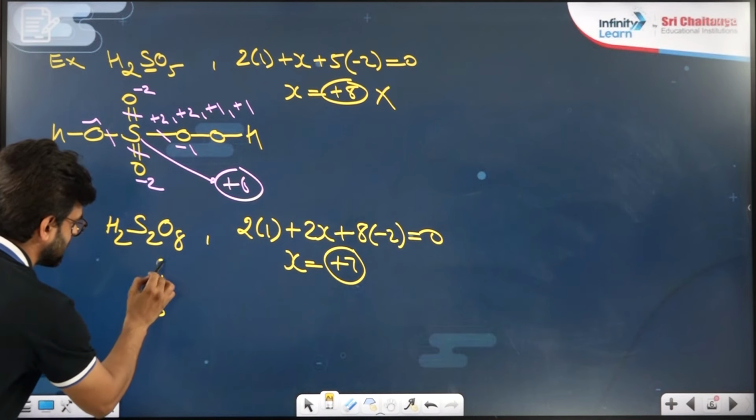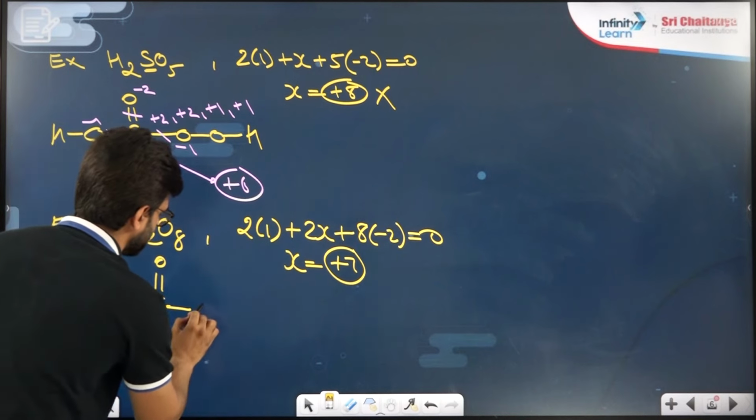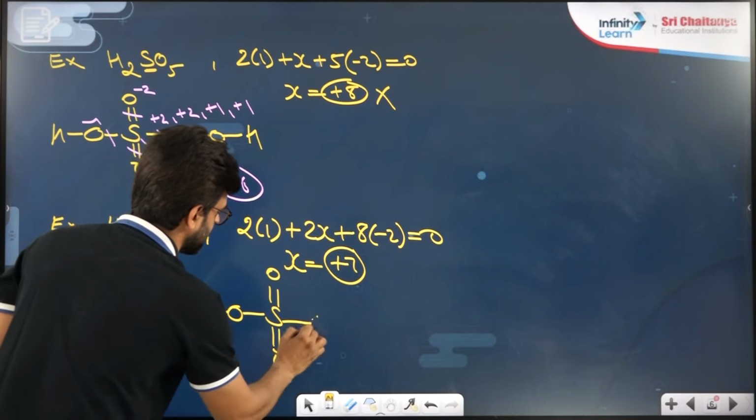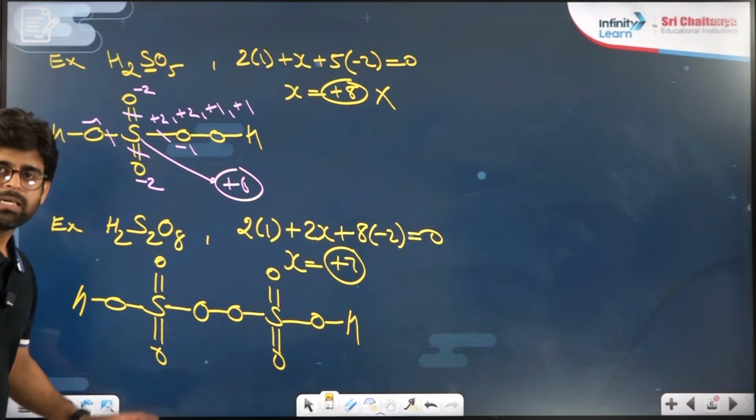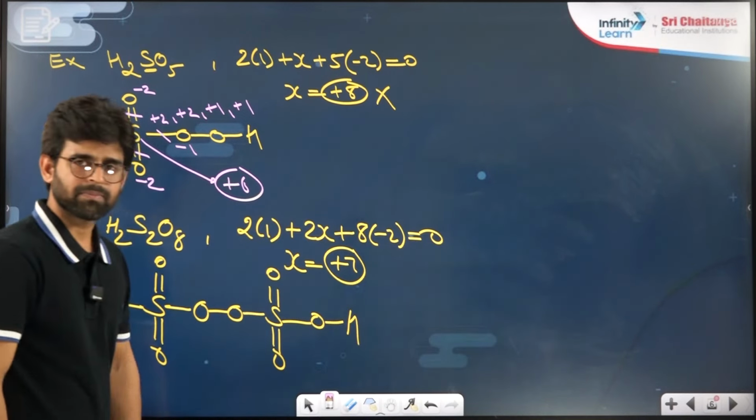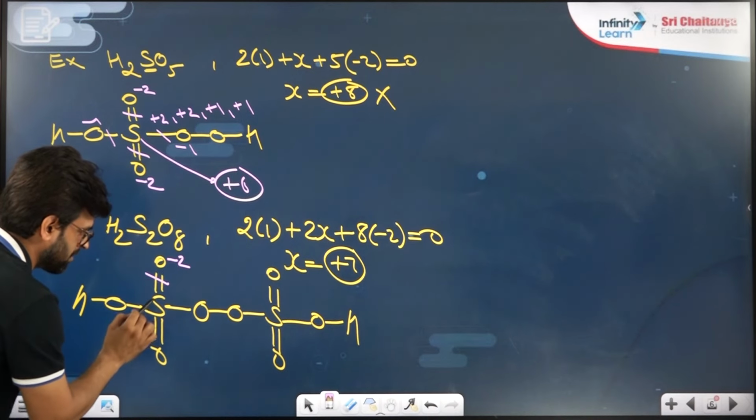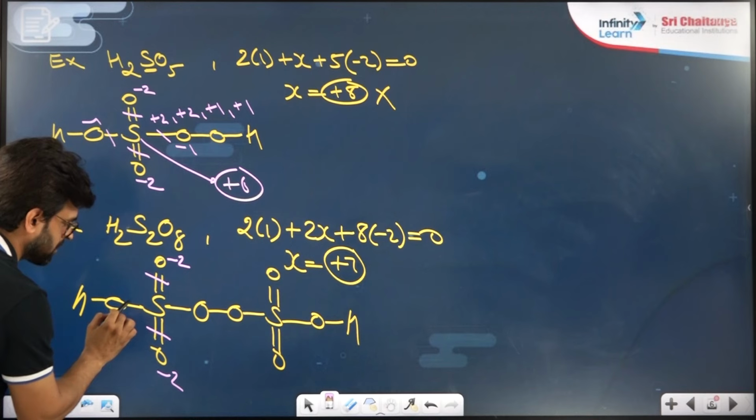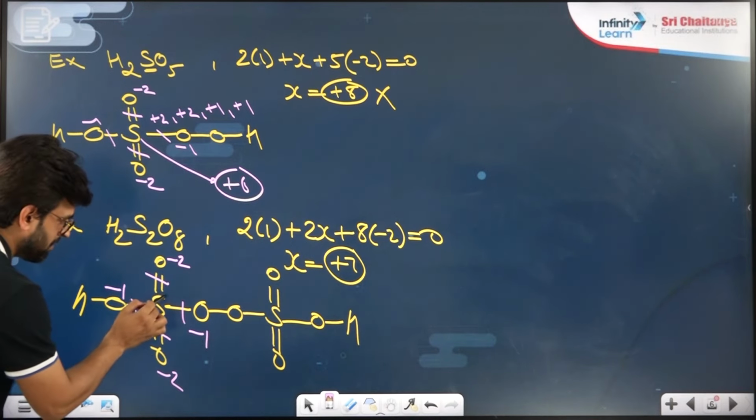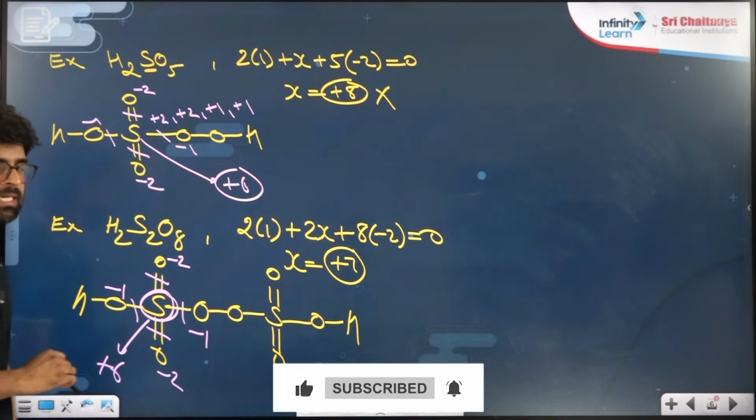Here we have the structure: S double bond O, S double bond O, OH. Here we have O, peroxide linkage, S double bond O here, O, and OH. Now we go step by step. I am breaking this bond, more electronegative, how much? -2, +2, -2, +2, -1, +1, -1, +1. So if you check, overall sulfur is getting a +6 oxidation state.